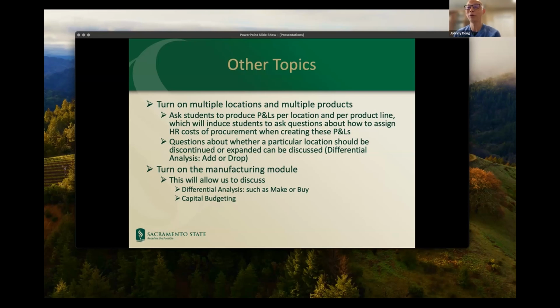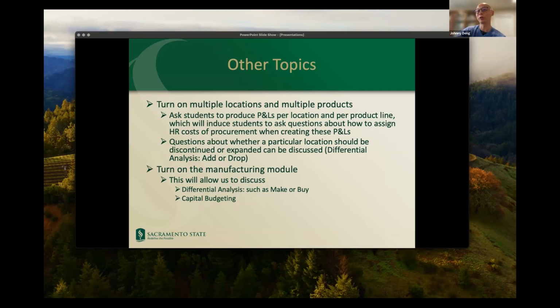And then, interesting enough, they were very happy to report that one of the locations was profitable when they allocated the procurement department cost based on the average. And then when they switched to activity-based costing, suddenly that particular location became unprofitable. So that's a very good self-discovery process for them to appreciate what activity-based costing does for them.